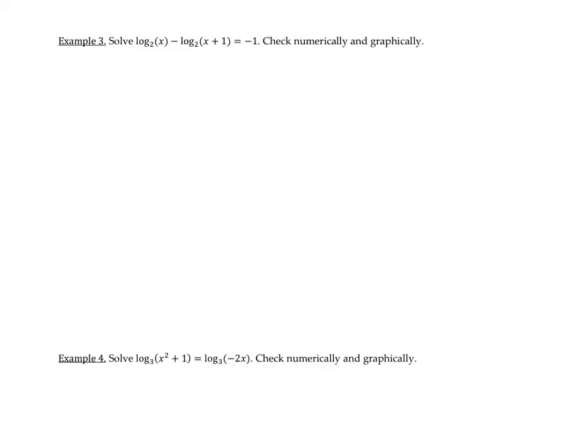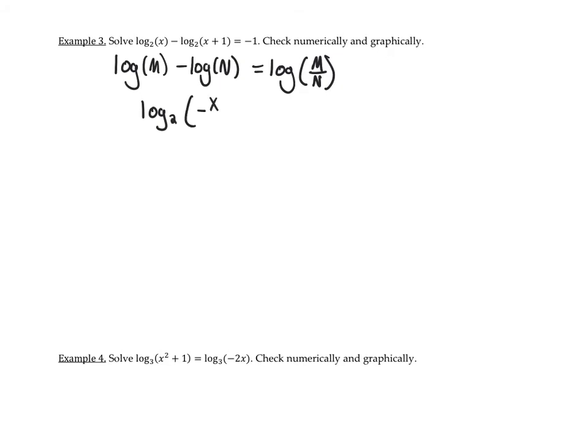So our next equation involves two logarithms, and we have not been able to solve equations with two logarithms up until this point. Fortunately, we have a log property that allows us to combine two logarithms that are subtracted. It says the log of m minus the log of n is the log of m divided by n. And this works for logarithms of any base so long as they're the same base. That means I can simplify this to log base 2 of x over x plus 1 equals negative 1.